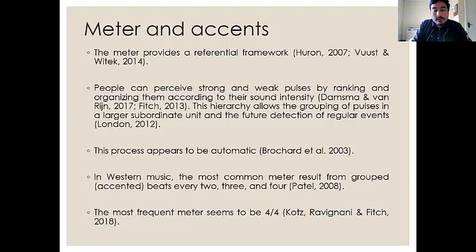People can perceive strong and weak beats by ranking and organizing them according to their sound intensity. This hierarchy allows the grouping of beats in a larger superordinate unit and the future detection of regular events. This process appears to be automatic, since searching for metric accent is evident even when listening to non-metric sequences. In Western music, the most common meters result from grouped beats every 2, 3, and 4. The most frequent meter seems to be 4/4.